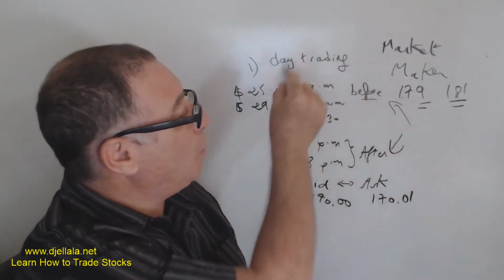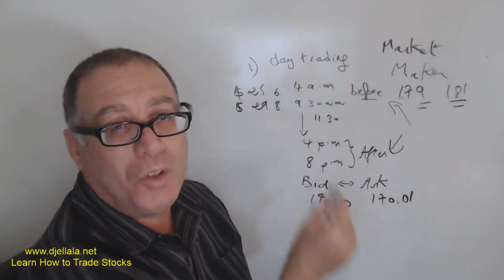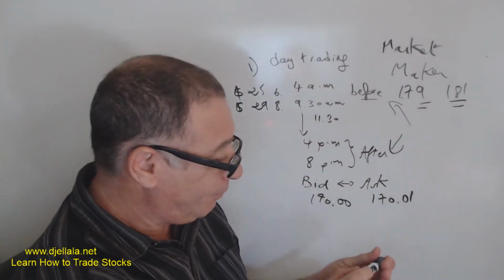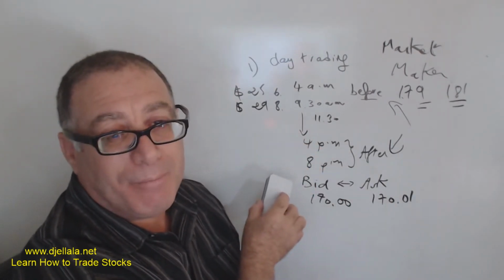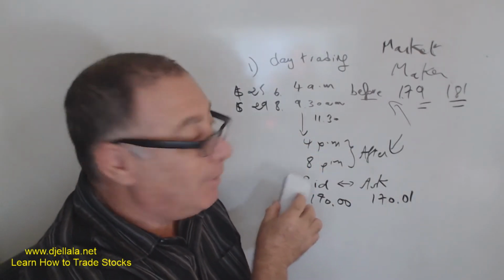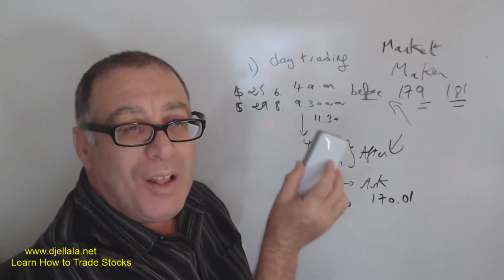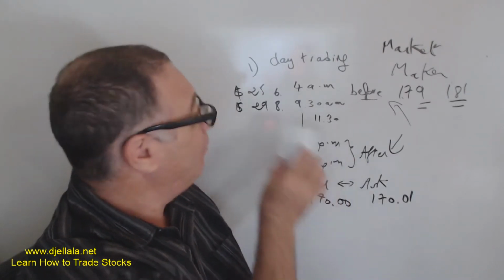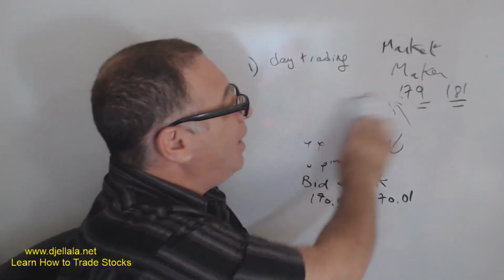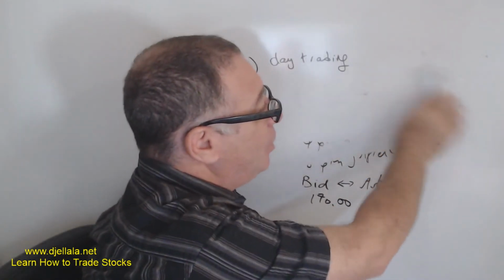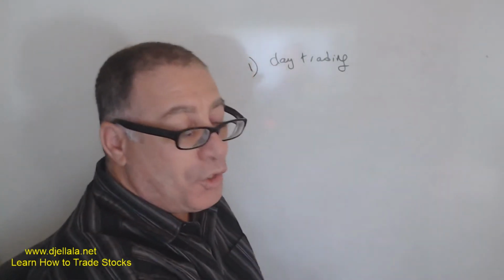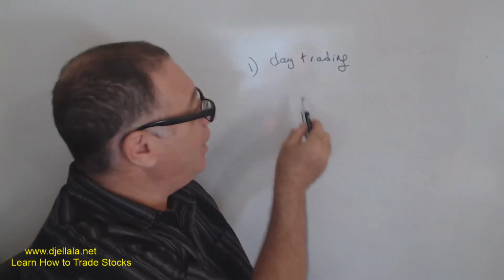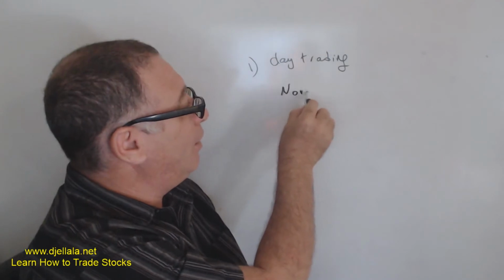Now, this is what we call day trading. This is the normal day trading. And in day trading, there is normal day trading and there is what we call scalping. Just to explain this and then we can go to the other one. So, in day trading, we have the normal trading.